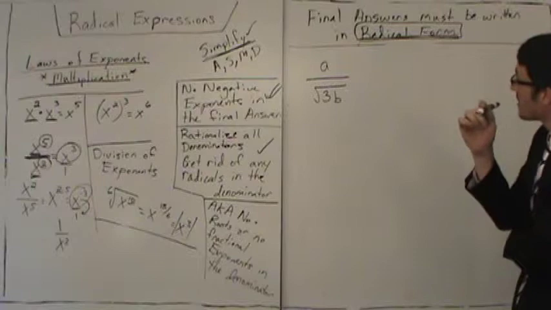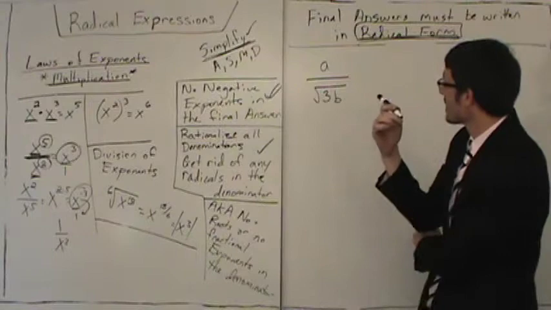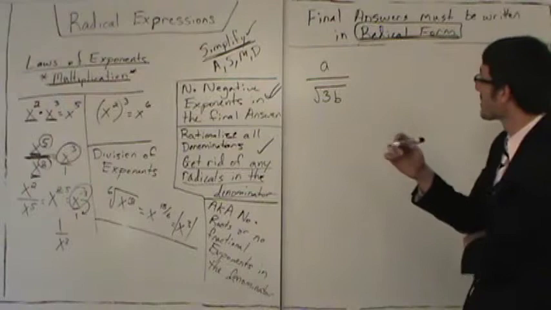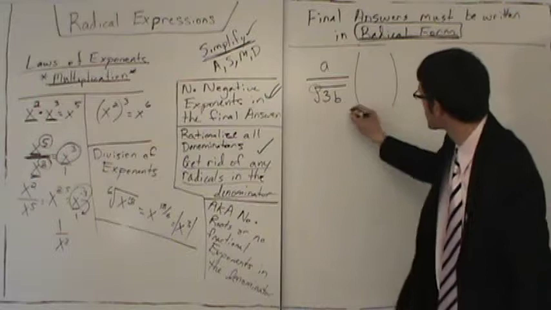We're simplifying. We cannot add, subtract, multiply, or divide here, but we look at our sub-rules. Notice that we cannot have any radicals in the denominator. We have to get rid of any radicals in the denominator. Notice we have a radical, root 3b, in the denominator. In this case, to get rid of the radical, we're going to multiply by a root with the same index. Since this is a square root, we're going to multiply by square root over square root.